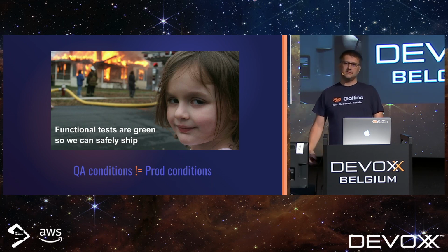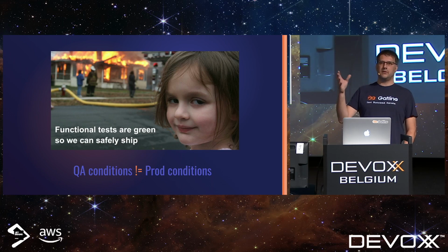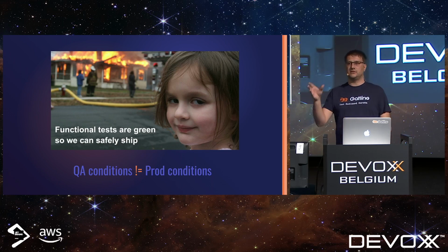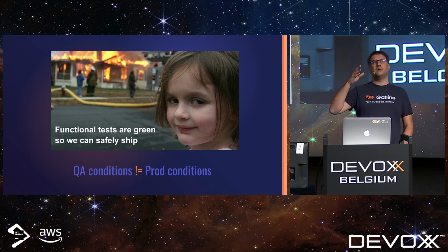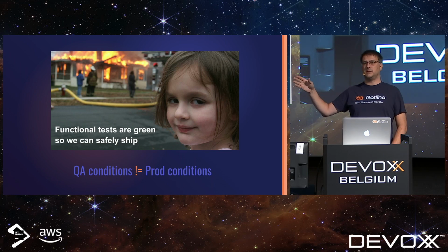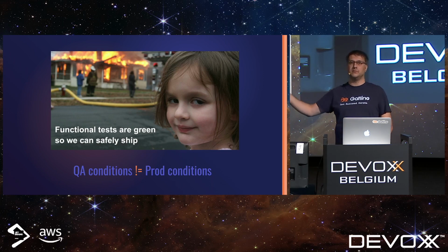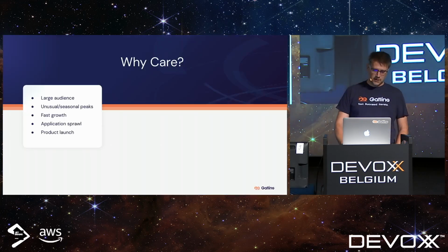So it can be very hard to draw conclusions from just the QA environment and just functional tests. Those are probably not sufficient to guarantee that the application will work in production as expected, which is the ultimate goal. We don't want the application to just work in the QA environment, but to work in production for the customers and the real users.